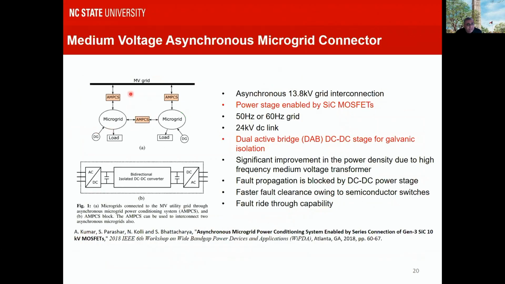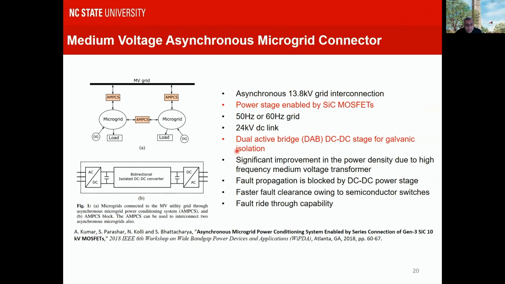I want to then mention another particular project with the 10 kV MOSFETs, because I'm concentrating on the 10 kV MOSFET and its use in a solid state transformer. This solid state transformer is actually going from medium voltage to medium voltage. So what is the use of this solid state transformer? The use is that if one wants to interconnect microgrid to microgrid or a microgrid to a grid, then we need this kind of a bidirectional solid state transformer to control the import and export of power, as well as provide galvanic isolation.